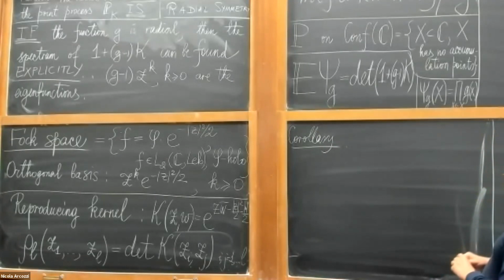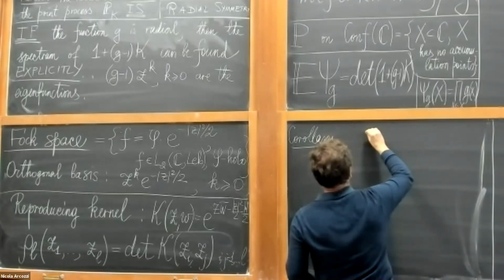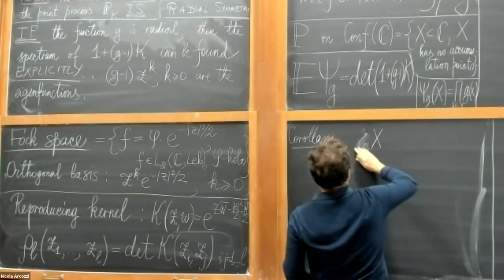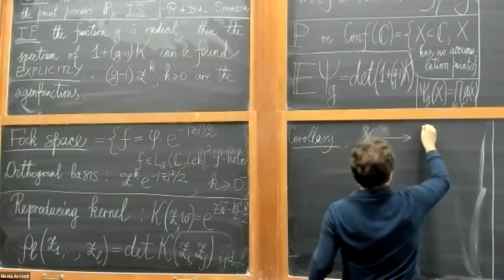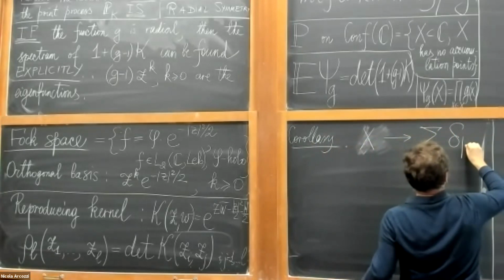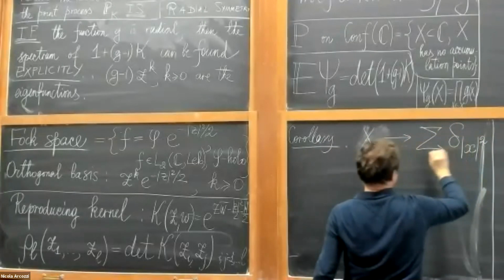So this is an absolutely key fact. Let us consider a configuration X, and let us consider the configuration of absolute values. It is important for me to write not just absolute values, but in fact squares of absolute values. It is done that way for notational convenience.